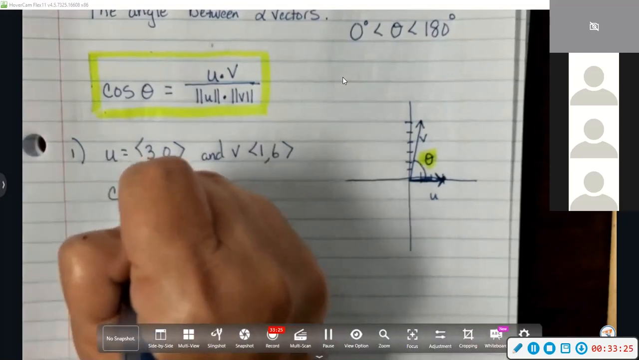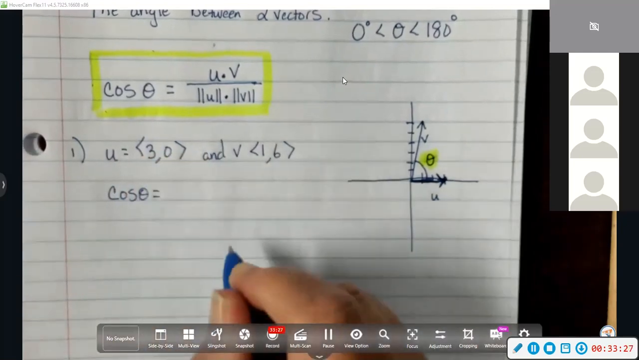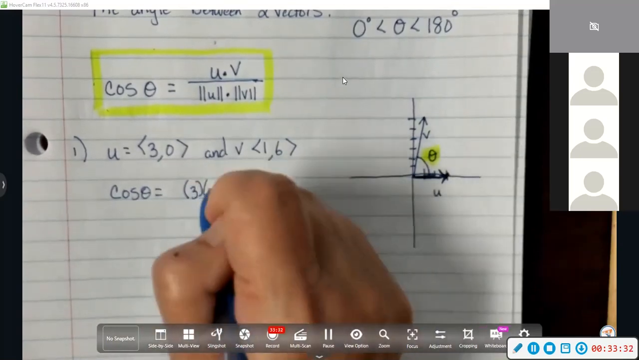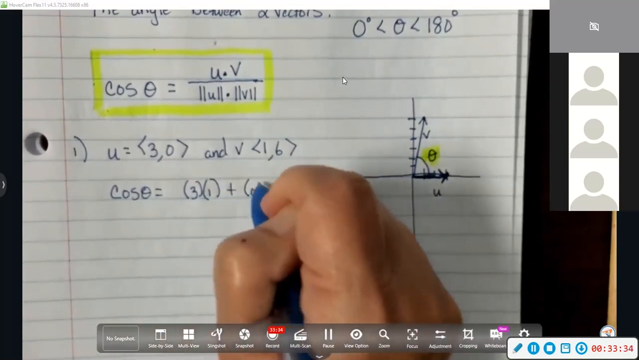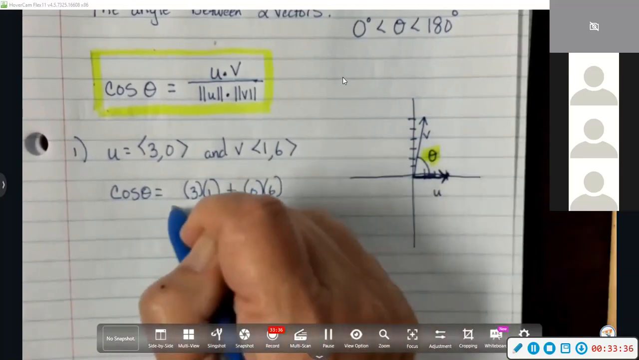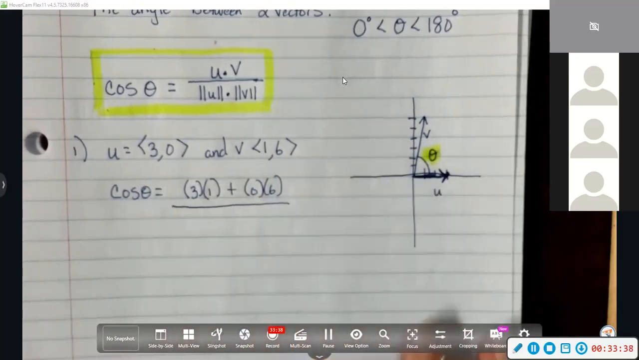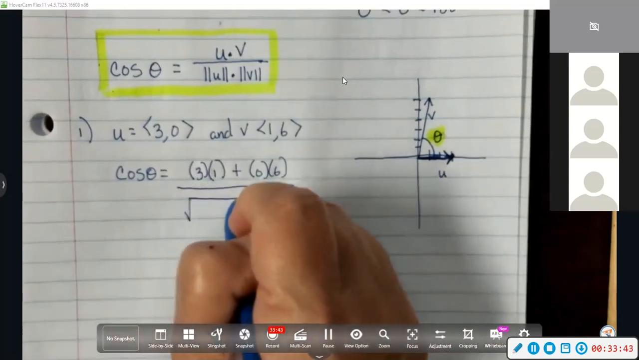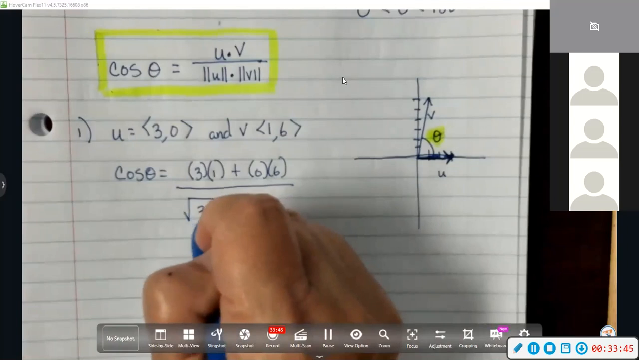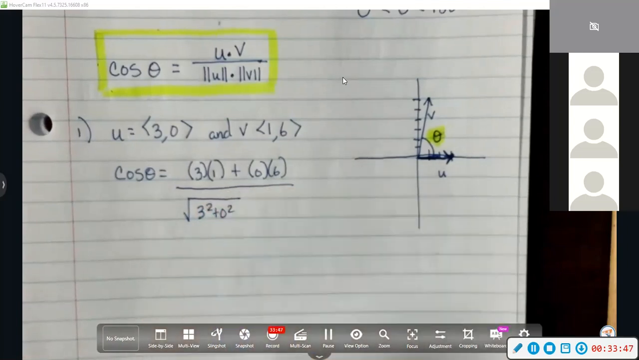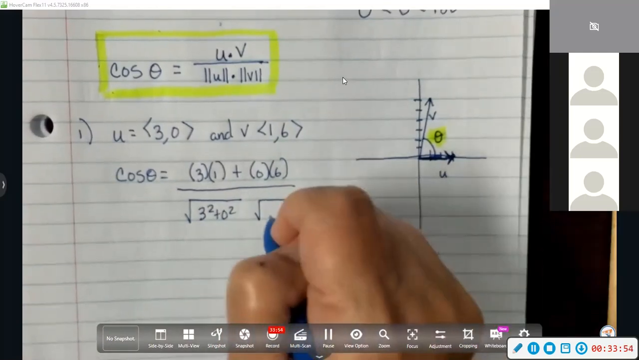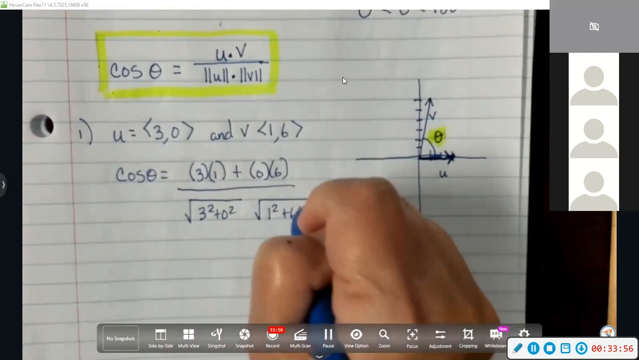The cosine of theta is equal to, so to do the dot product, we're going to do 3 times 1 plus 0 times 6. To do the magnitude of u, it is the square root of 3 squared plus 0 squared. To do the magnitude of v, it is the square root of 1 squared plus 6 squared.